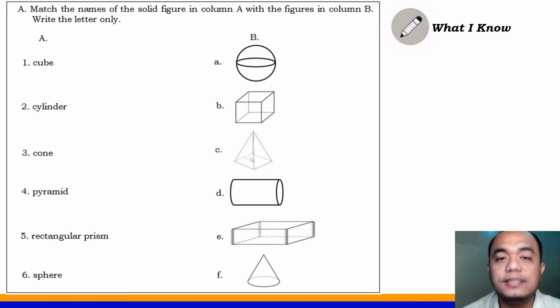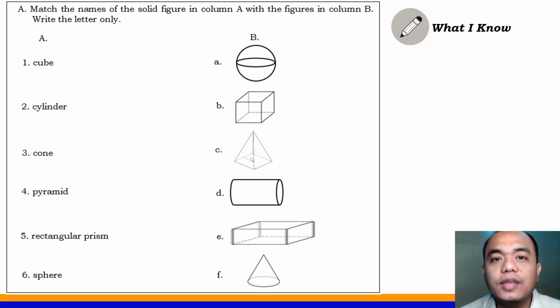Now, before we start studying the module, let us take a simple test first to find out how much you already know about our topics to be discussed later, okay? Again, for this activity, match column A to column B. Just answer the letter only, okay? Now, for number 1, cube. Number 2, cylinder. Number 3, cone. Number 4, pyramid. Number 5, rectangular prism. And number 6, sphere. We will look for column B, the correct figure described in column A.